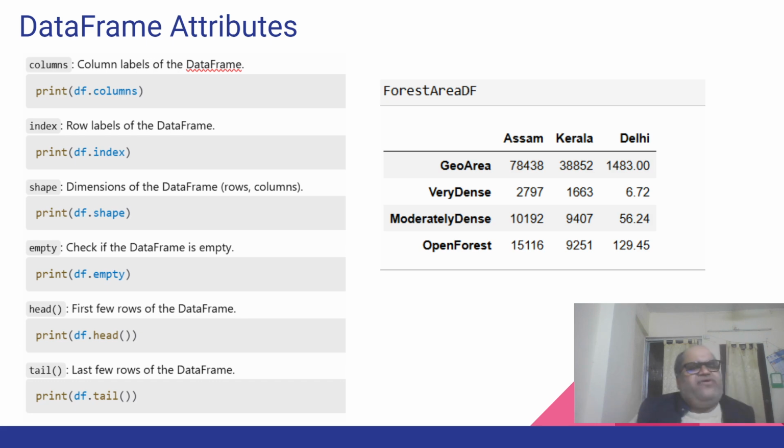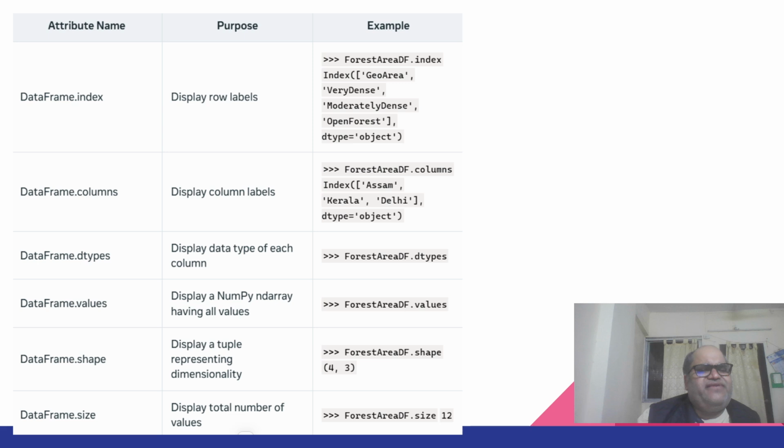So here we have introduced some more data frame attributes, that is columns, index, shape, empty, head and tail. Columns, index, shape and empty are accessible like attributes, and head and tail as functions. Now we'll take this example, forest area df, where we have indexed it by geographical area, very dense, moderately dense, and open forest, while we are covering three different states: Assam, Kerala, and Delhi. So we look at this forest area df, and keep this in mind when we look at the individual output again, right?